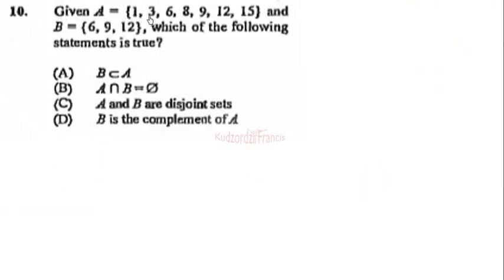Now let's look at the 10th question. Given that A has these elements and B also has these elements, which of the following statements is true? We know that all these elements in B are in set A, so B is a subset of A. The remaining ones are not true. So the correct choice will be A.